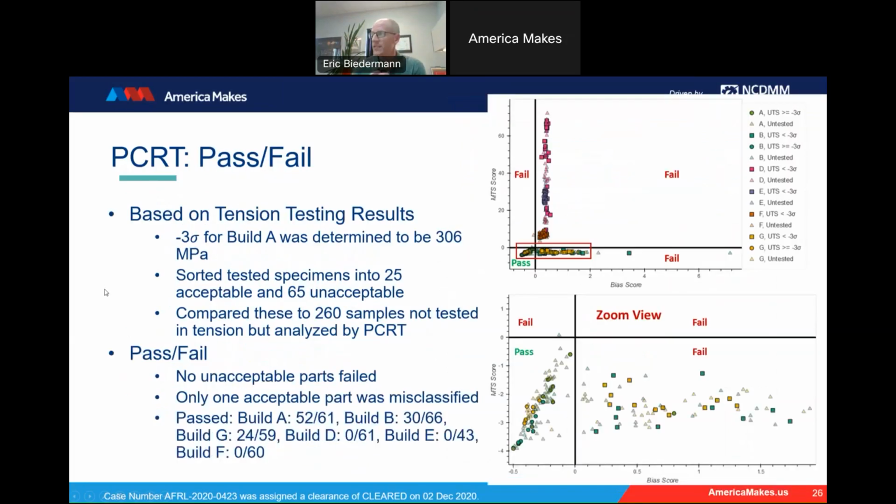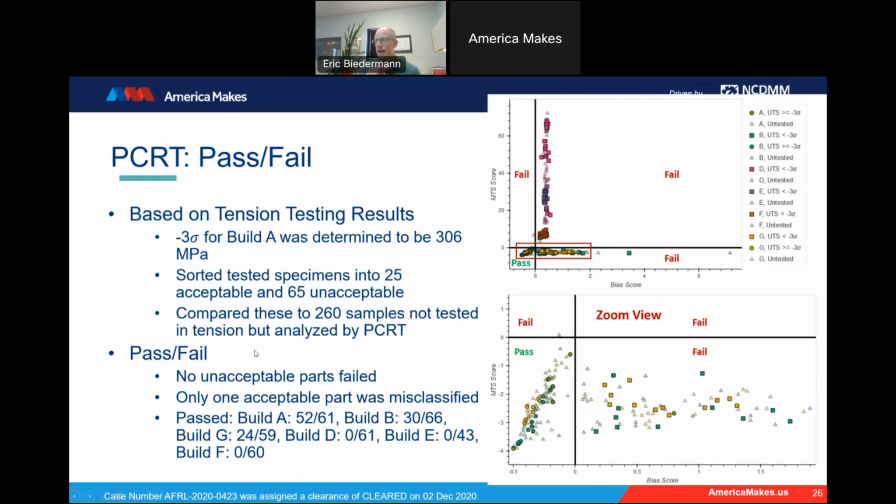So I mentioned mechanical testing here. We were very interested in the correlation of resonance frequency information to the mechanical testing results. So we scanned all these components, and then the tensile bars went off for mechanical testing. We established a pass or fail threshold of 306 megapascals for determining whether components had sufficient mechanical performance or not. And then we established a PCRT sort for a set that had been tested in tensile strength, and we trained it to that 306 limit. And then we tested the rest of the population.